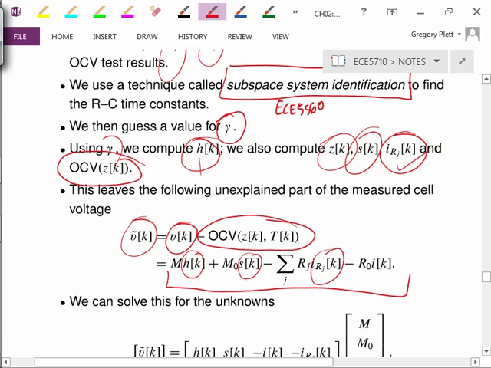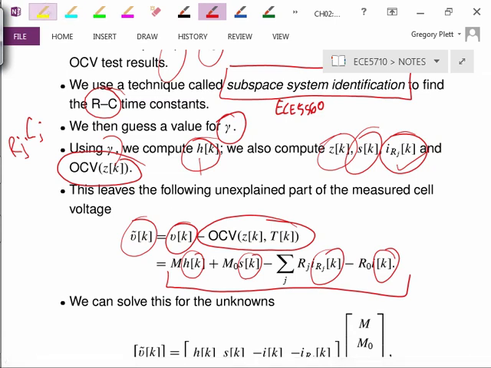Say, wait a minute, didn't we find the Rj's already? No, I found the time constants. So I found Rj times Cj. I know that product, but I don't know what is R and what is C independently, it turns out. So I need to find that still. And then lastly, I know the input current, but I don't know R0. So the values I still need to find are M, M0, all of the Rj's, and R0.